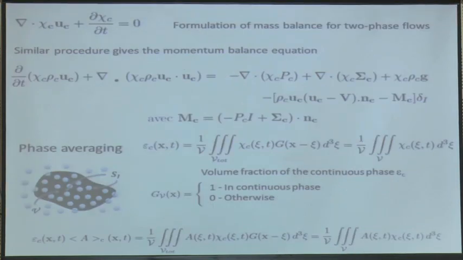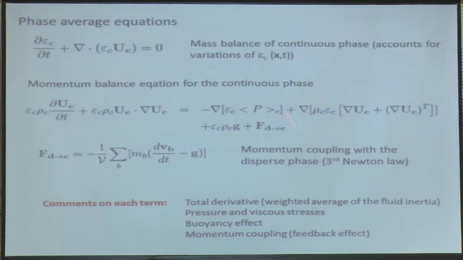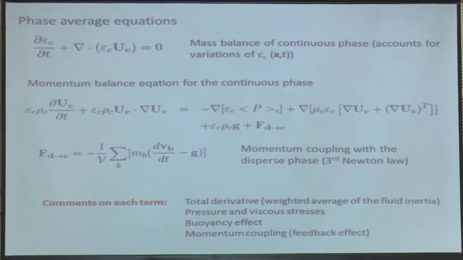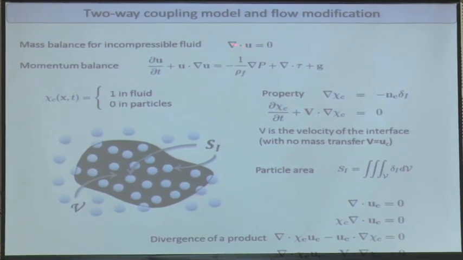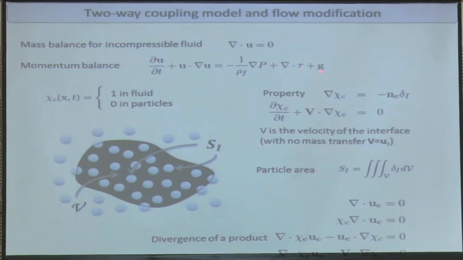I'm not going to comment too much on the derivation. I'm just going to comment on what you get at the end, the equations, and see the difference between the classic single-phase Navier-Stokes equation and the two-way coupling equations for Navier-Stokes plus particles or plus bubbles. The mass balance for incompressible fluids is divergence of u equal to 0, and this is the momentum balance with u, the pressure, viscosity, and gravity.